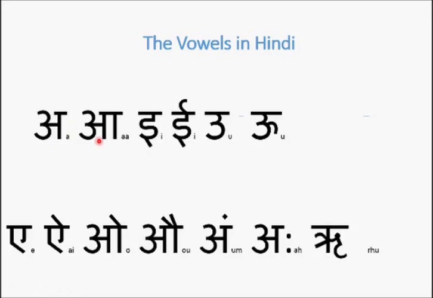Let us see the vowels once again. A, E, U, A, I, O, Aha, Ru. Very good. Yes, now we are kind of perfect with the vowels. So let's proceed.